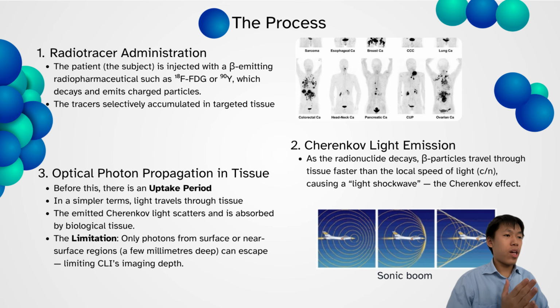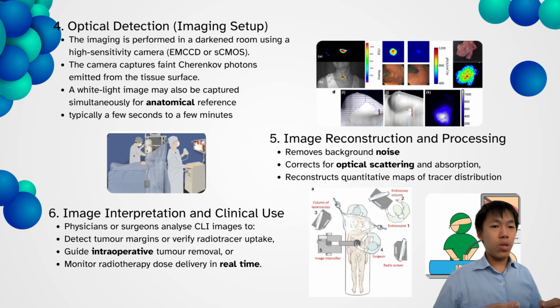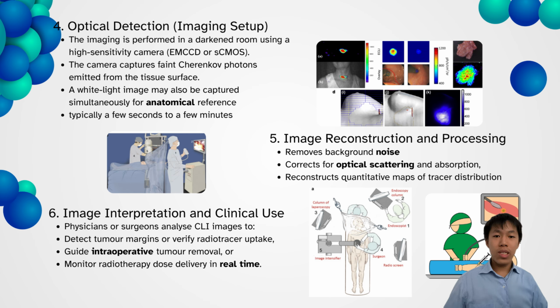And the fourth process will be the optical detection, in which we use some top-notch sensing devices, the detector, such as the EMCCD, the electron multiplying charge coupled device, or the sCMOS, the scientific complementary metal oxide semiconductor. The camera captures the faint Cherenkov photons, which is the blue violet light that I mentioned just now. The white light image may also be captured simultaneously for anatomical reference. This optical detection process typically takes a few seconds to only a few minutes.